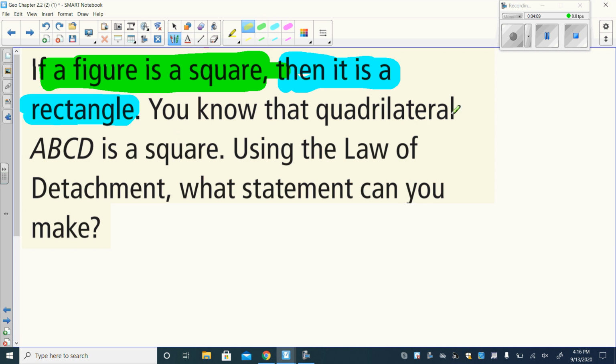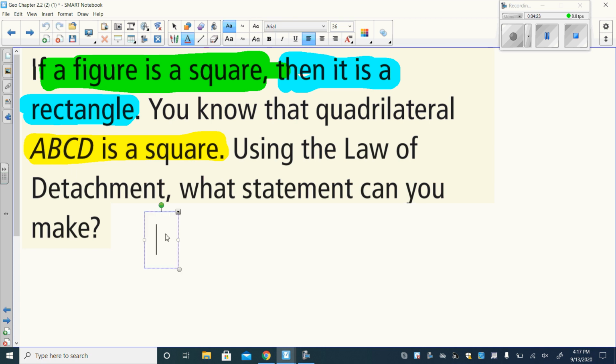Okay, you know that a quadrilateral ABCD is a square. Using the law of detachment, what statement can you make? Well, again, is the hypothesis true? The hypothesis is what? A figure is a square. ABCD is a square.